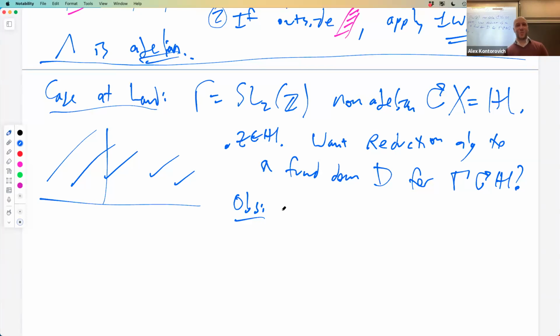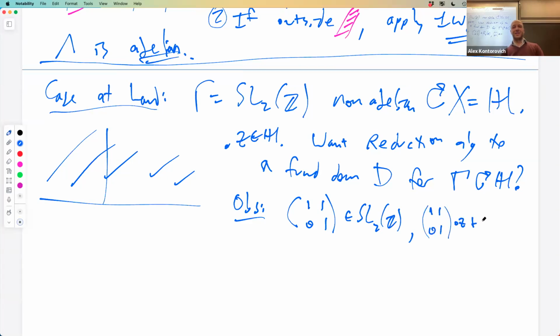So one element, let me get to exactly that. One element in SL2Z, I claim the matrix 1, 1, 0, 1 is in SL2Z. Well, that's just obvious. It's integer entries, the determinant is 1. And how does it act? 1, 1, 0, 1 takes Z to (1 times Z plus 1) over (0 times Z plus 1), also known as Z plus 1. This is T. This is translation.